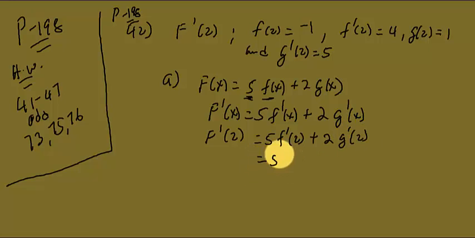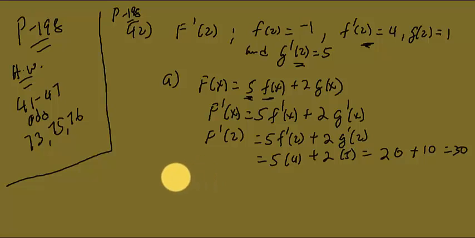Then you're going to go 5 times f prime of 2, which is 4, plus 2 times g prime of 2, which is 5, which is going to give me 20 plus 10, and the answer is 30. Alright, let's do C. You'll get the idea, it's not that hard.